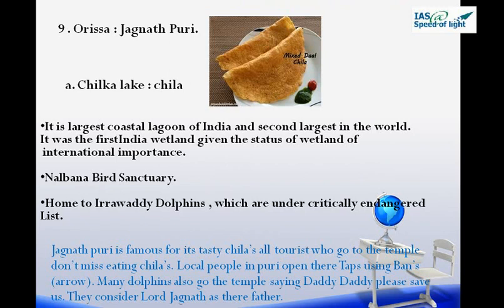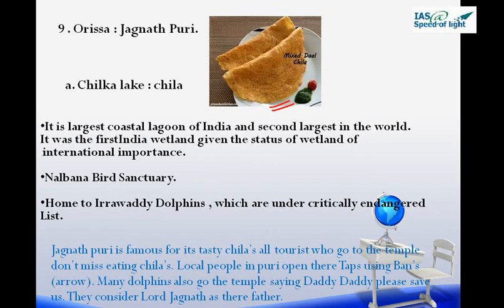Odisha, it is Jagannath Puri. Our picture for Odisha is Jagannath Puri. And the first lake is Chilka Lake, or Chilka is Chila. Chila is famous all over India, both in South and North India, they use Chila. So let's talk about some facts related to Chilka Lake. It is the largest coastal lagoon of India, and what a lagoon means we will see once we talk about the physical features. And it is second largest in the world. It was the first Indian wetland which was given the status of wetland of national importance.